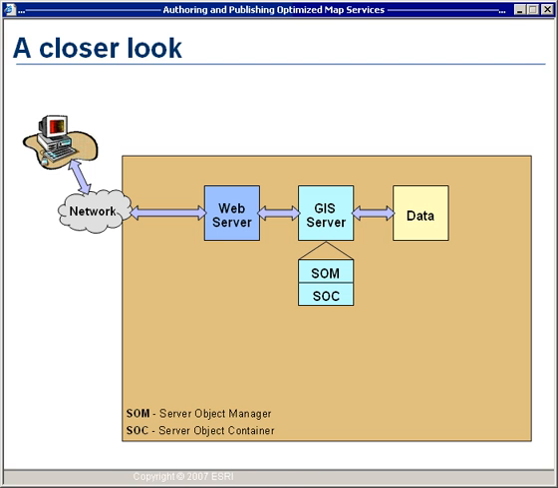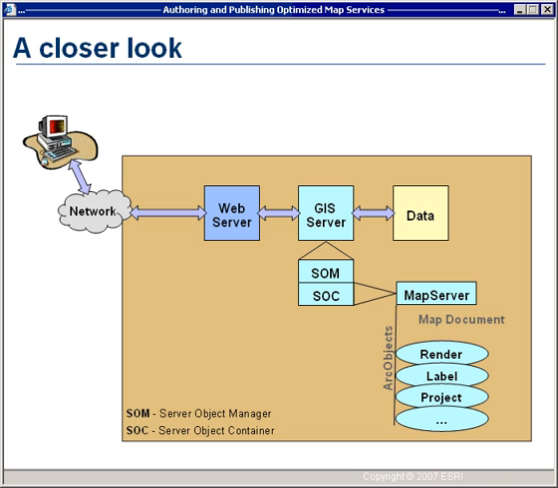The GIS server is made up of the SOM and the SOC. The SOM, or Server Object Manager, is in charge of managing all of the requests that are coming in from the client applications. The SOCs, or Server Object Containers, are responsible for processing the requests and getting the responses ready. In the case of a map service, this happens using a special object called the map server. The map server could also be thought of as your map service if you like.